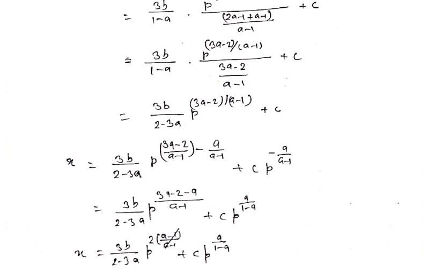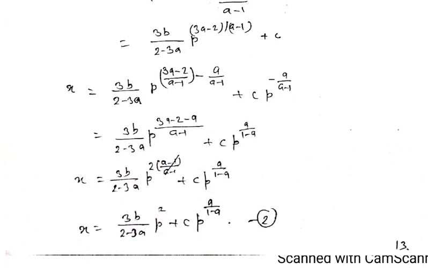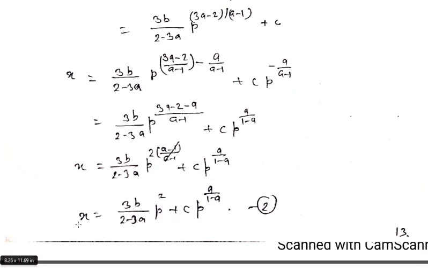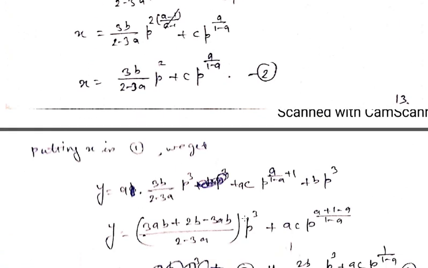So this equation becomes x is equal to 3b upon 2 minus 3a p square plus c p raised to power a upon (1 minus a). This is the second equation. X is equal to some function of p and c. Now we will put this value of x from 2 into 1, which is the given equation.